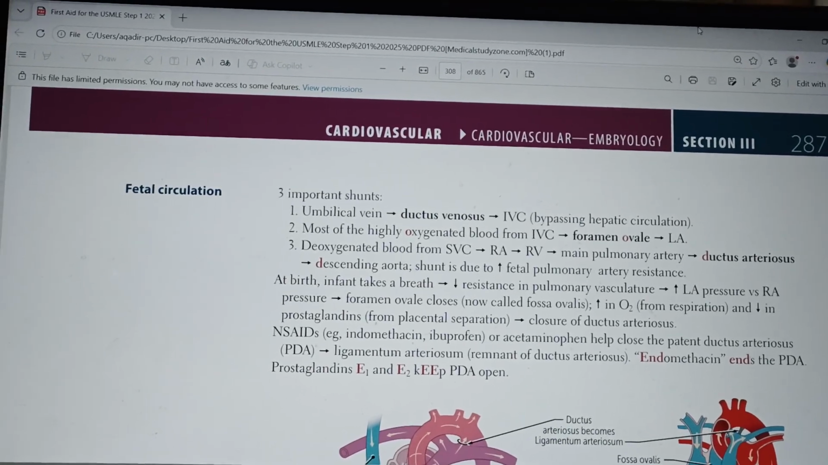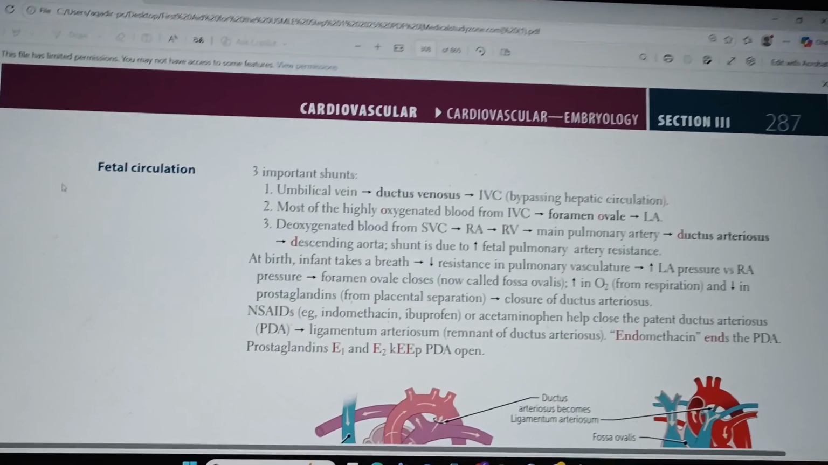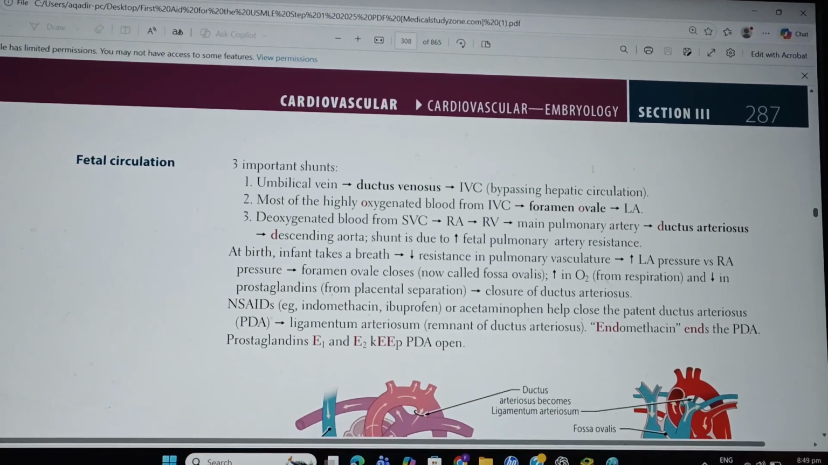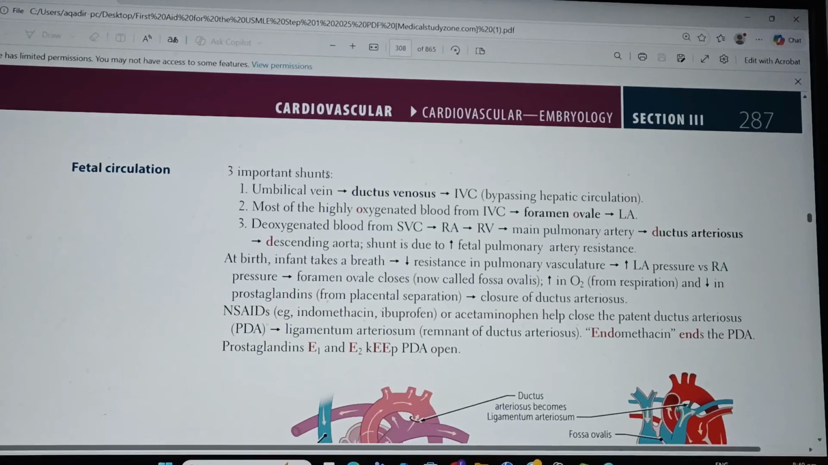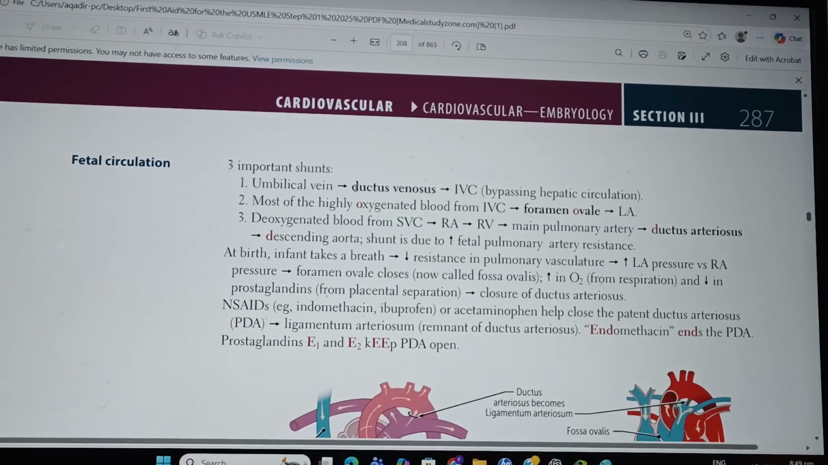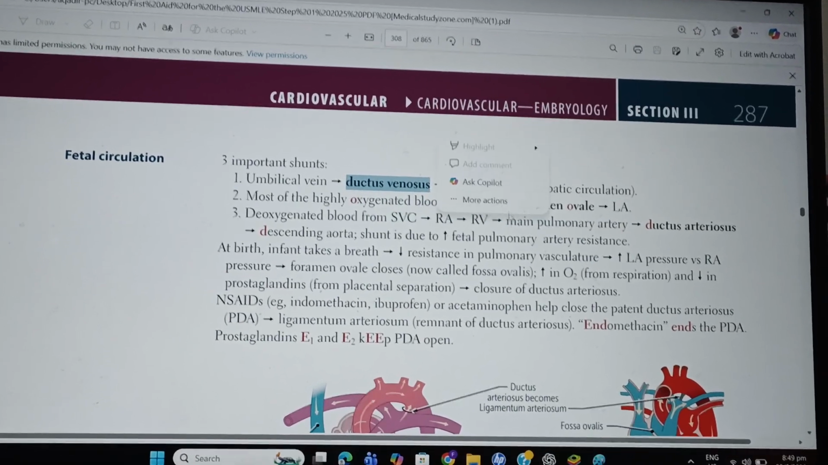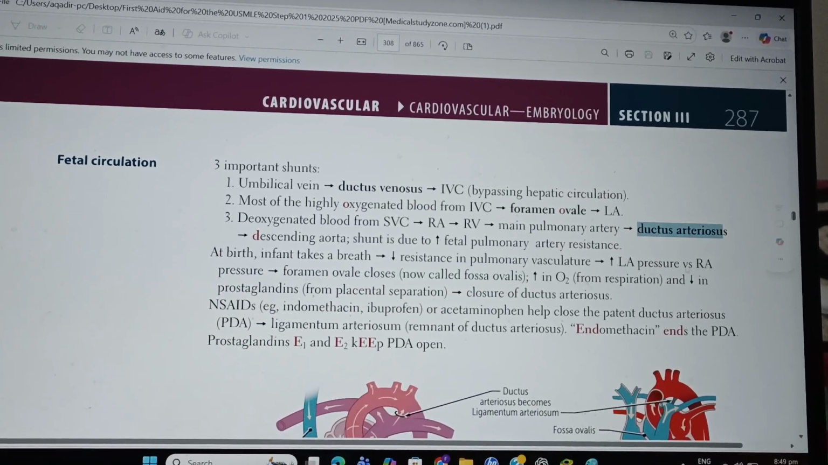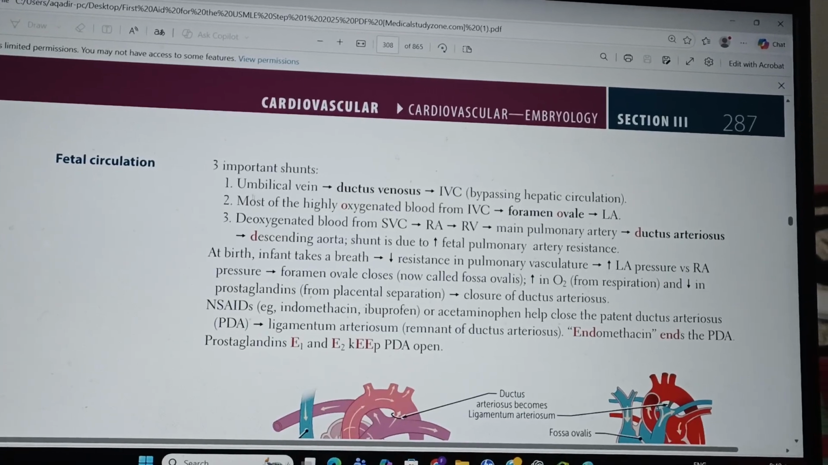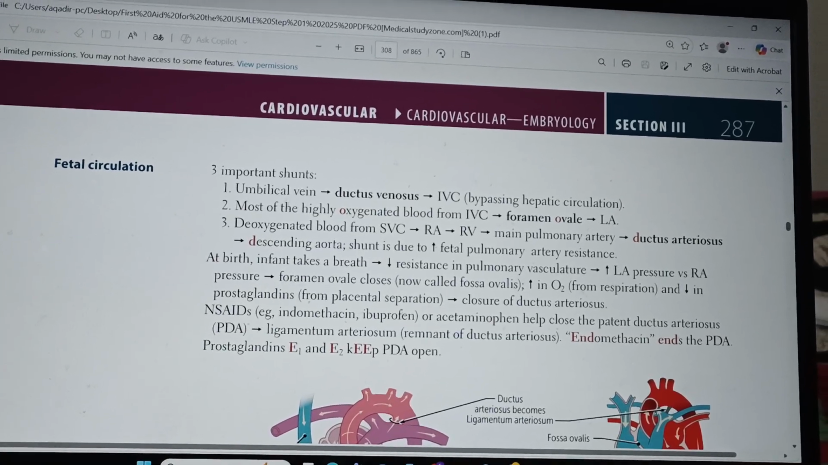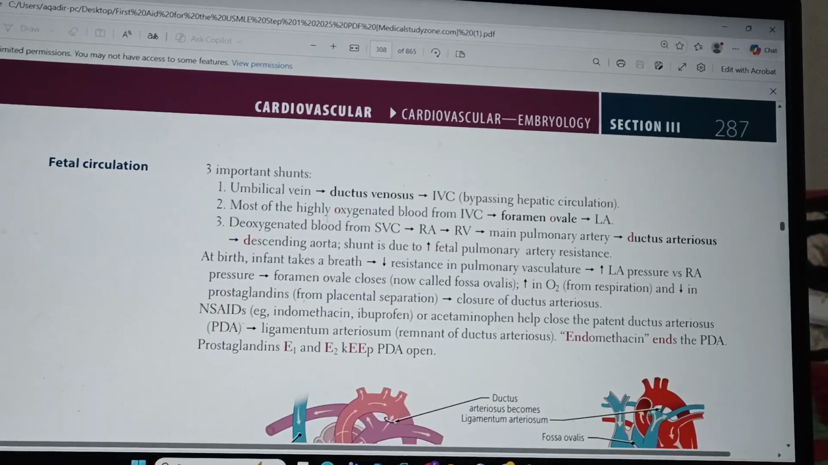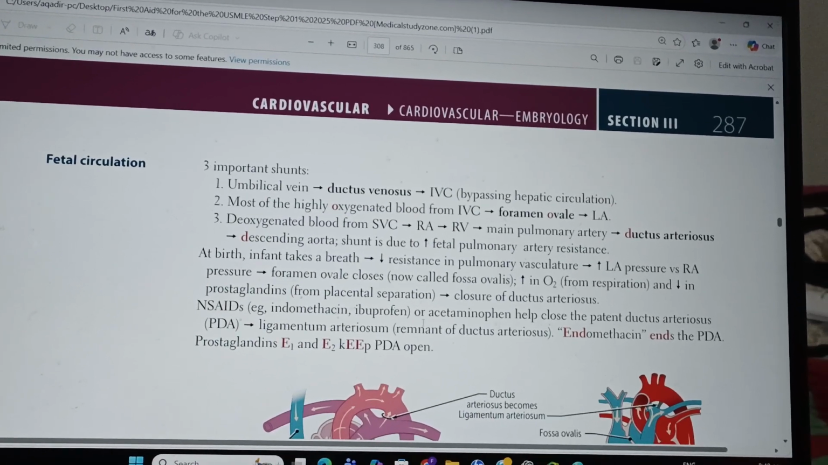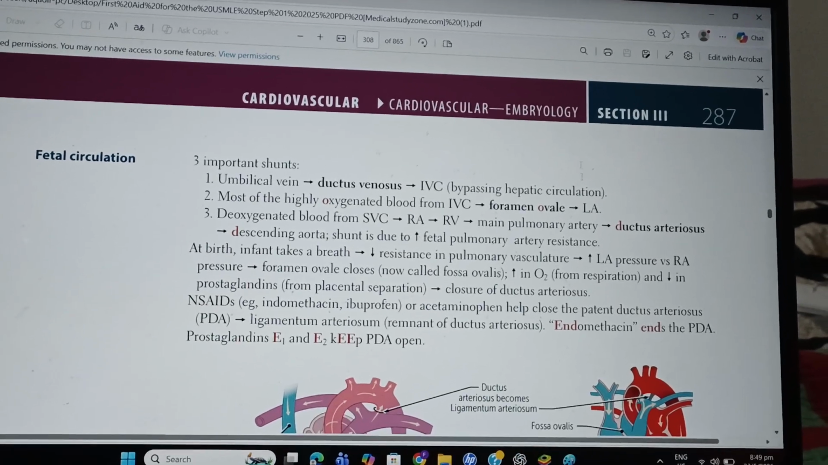Hi guys. So today we are going to cover this topic, which is fetal circulation. In this topic we have three important shunts, in which the first one is ductus venosus, and then we have foramen ovale, and ductus arteriosus. If we read the text, the blood from the umbilical vein goes to the inferior vena cava via the ductus venosus.